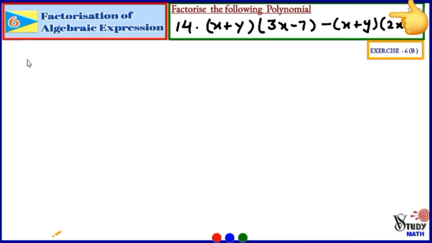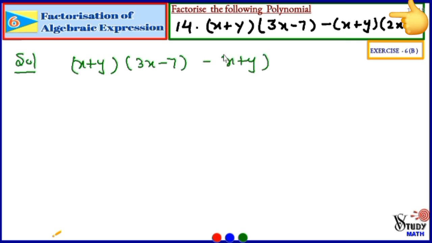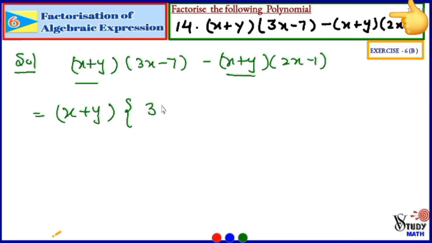And problem number 14 is given here. (x + y)(3x − 7) − (x + y)(2x − 1). So x + y is common in both the terms. This binomial is common, and what is remaining here now? x − 7 is remaining in the first term, and −(2x − 1) is remaining in the second term.